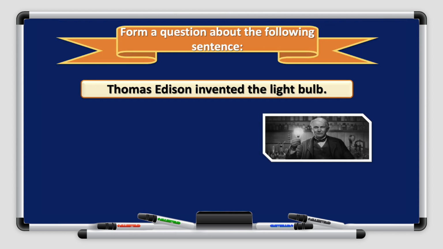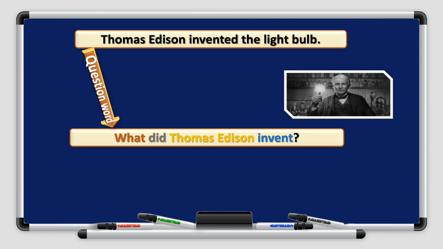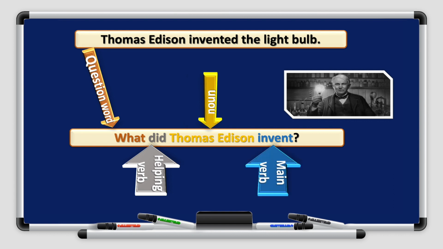Let's take this example. Thomas Edison invented the light bulb. Let's form a question on this sentence. We start with the question word what, followed by helping verb did. Thomas Edison, noun, invent, the main verb.